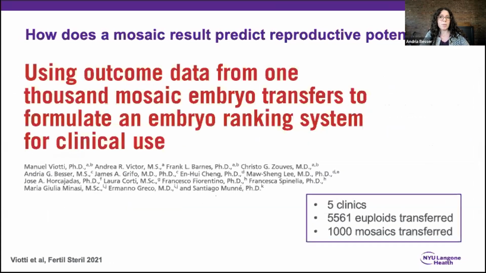The biggest study to date was led by Manuel Viotti and involved 5 clinics, including ours at NYU. In this study, we compared the outcomes of 1,000 mosaic embryos that were transferred to the outcomes of 5,561 euploids that were transferred.